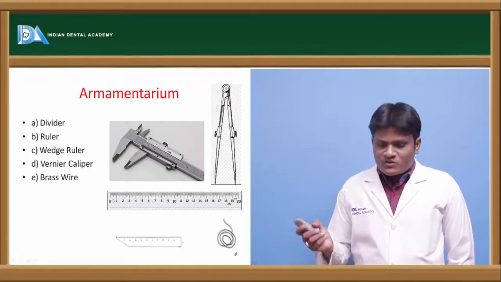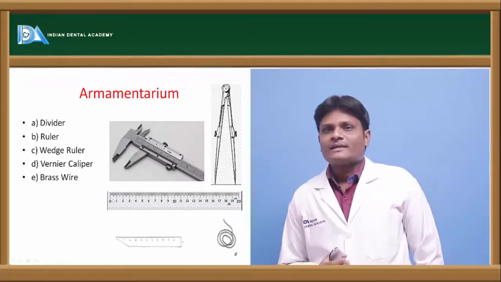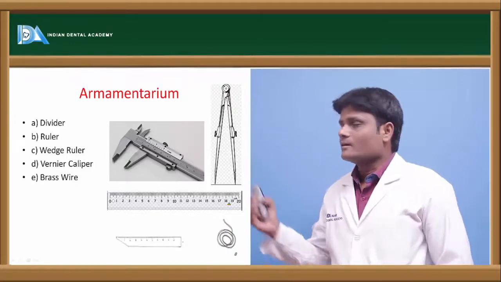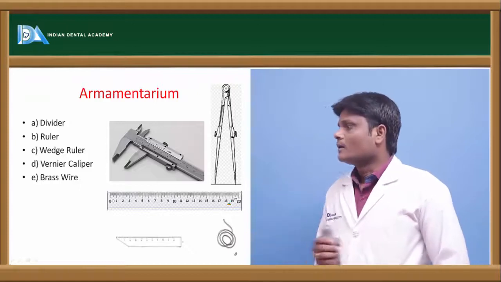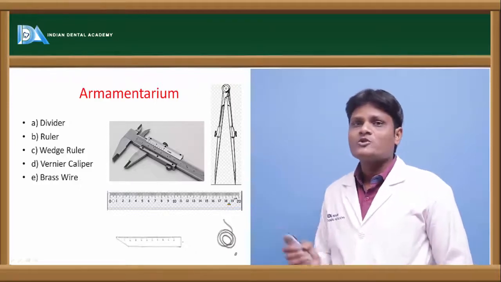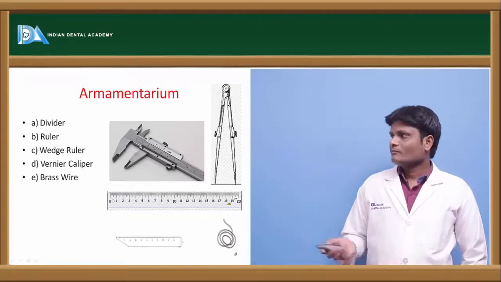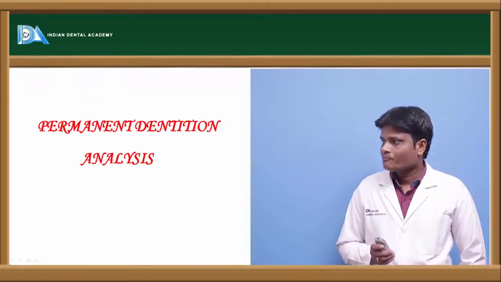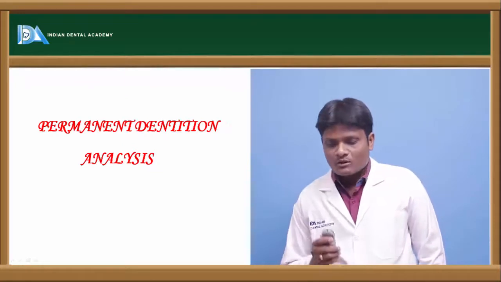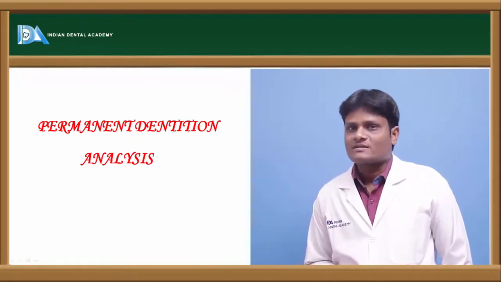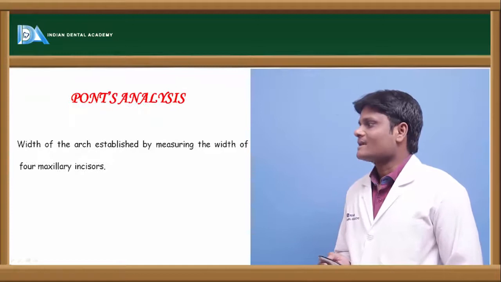The armamentarium we require to do a study model analysis is a divider, a ruler, a plane, a wedge ruler, vernier calipers, and brass wire. Let us discuss permanent dentition analysis first. The first one is Pond's analysis.